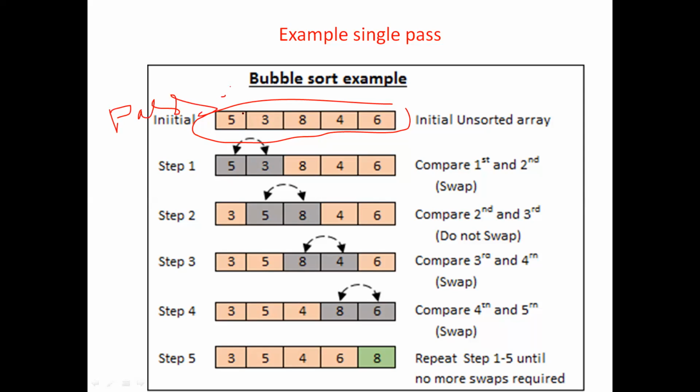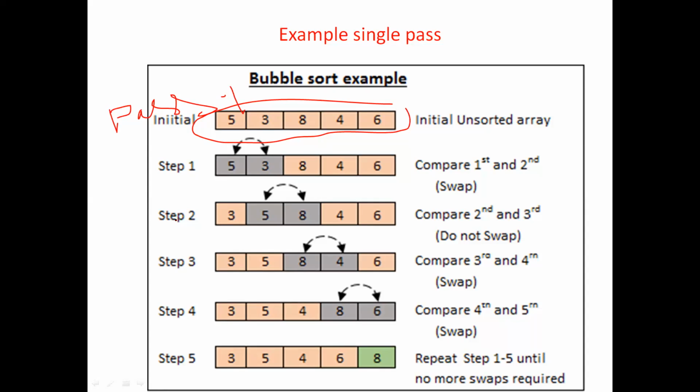Pass 1. In this pass 1, we take the first element, 5. We check the 0th index with the first index. If the 0th index is higher, we swap it. So the 0th and first index are swapped. After swapping, 3 becomes the 0th element and 5 is in the first position.